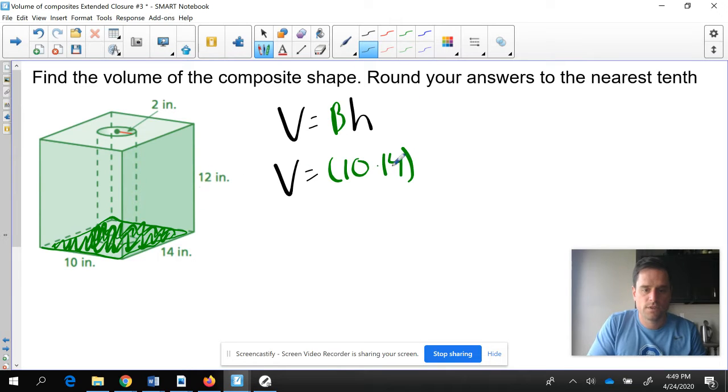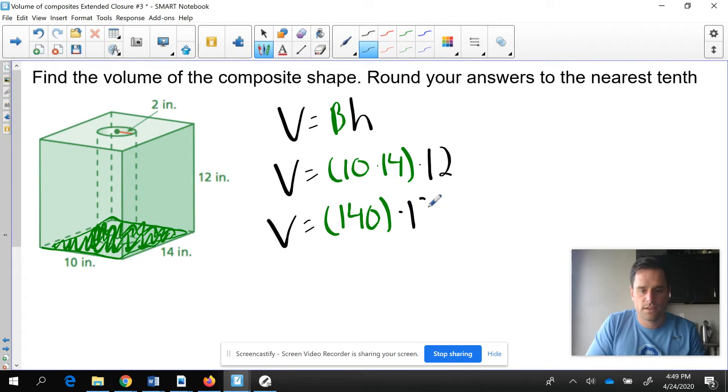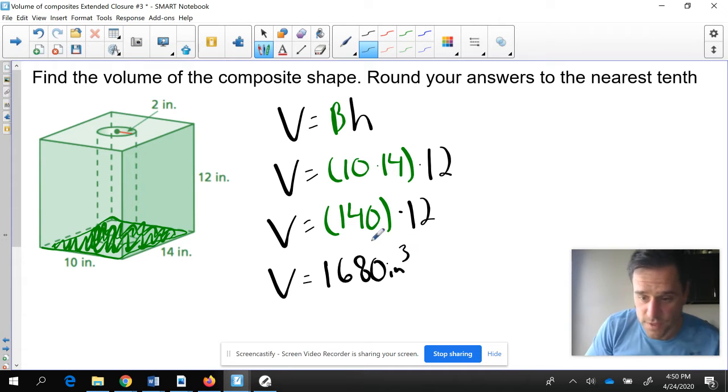Times the height here, which is going to be 12. And we're just going to add a 0 here. Times that 12. And we can use our calculator for this one. That's fine. And we get 1,680 inches cubed.